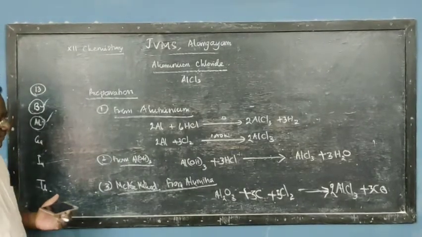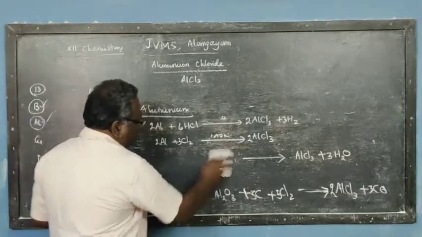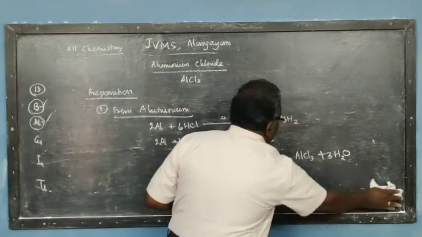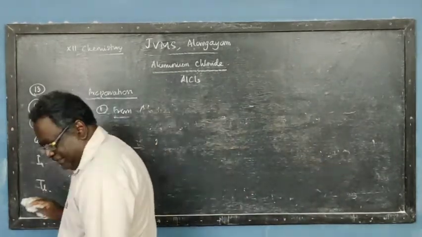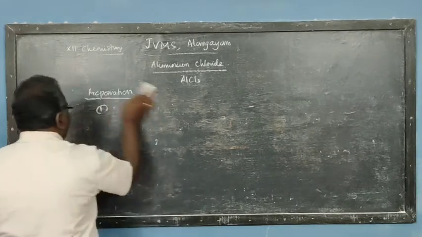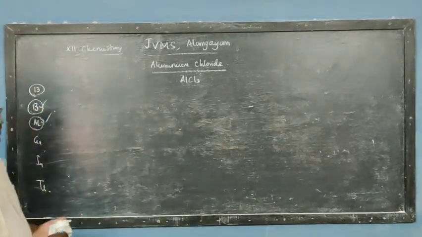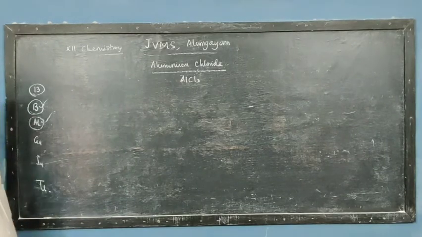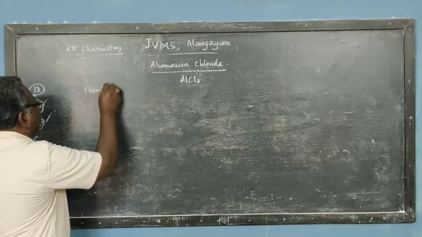Aluminum chloride is a white crystalline solid. It is hygroscopic in nature. What do you mean by hygroscopic? When you say hygroscopic, it can absorb water from the atmospheric air. So it's a white solid, hygroscopic in nature. Then its chemical properties.